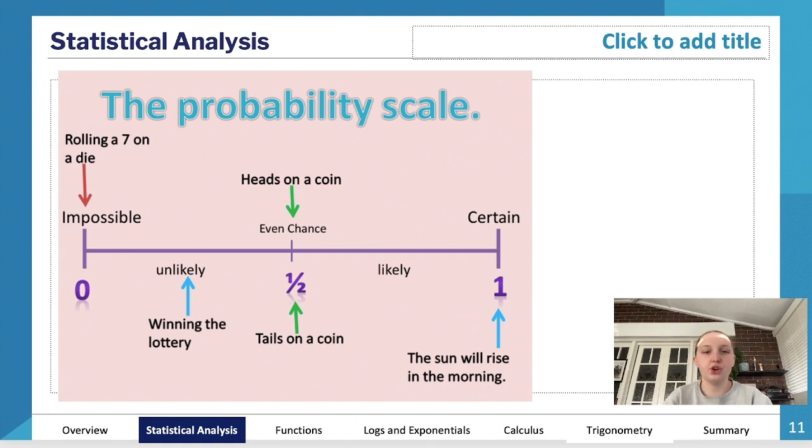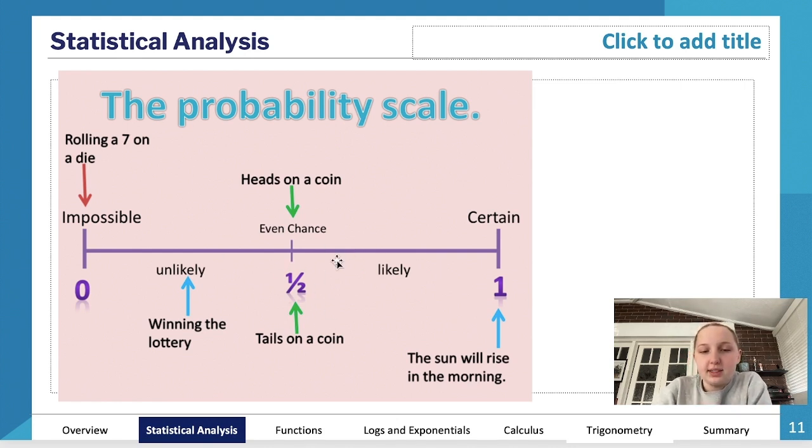So then we've also got the probability scale. Like I was saying before, all of our probabilities lie on a scale of 0 to 1, where 0 is something that is absolutely impossible and 1 is something that is absolutely certain. Everything is between this scale. You can't have something that's more than certain and you can't have something that's less than impossible.